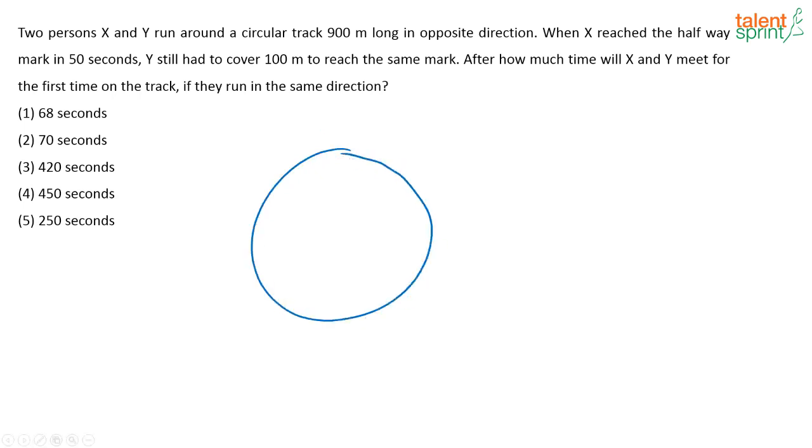Two persons X and Y are running around a circular track 900 meter long in opposite direction. So let's assume this is the starting point and X is running in this direction, Y is running in this direction. This total circular track is 900 meters long. When X reached the halfway mark in 50 seconds, so X is reaching here in 50 seconds, and what is the distance that X has travelled? It has travelled 450 meters, right? Half means half of this full length. This full length is 900 meters. So he is reaching half of that, means he is covering 450 meters in 50 seconds.